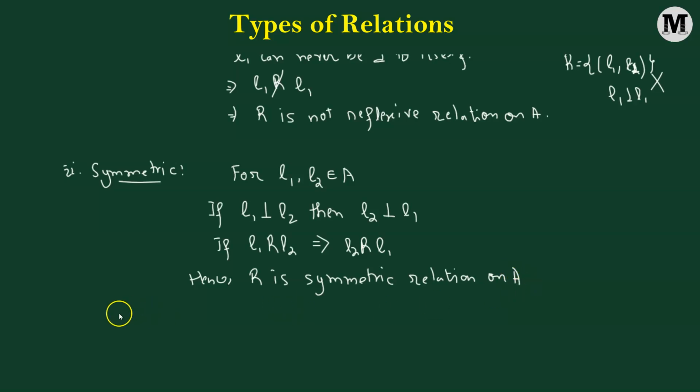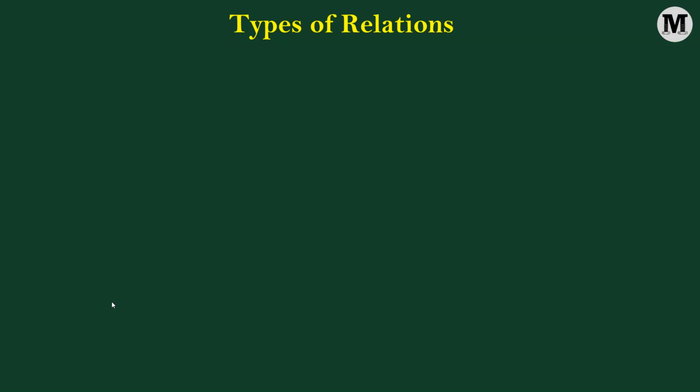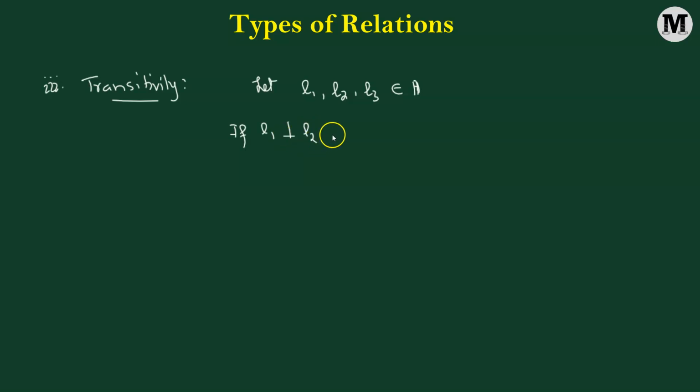Okay, let's go to the final one. This time we're going to check whether the relation is transitive on A or not. For transitivity, what we need here are three lines. Let those three lines be L1, L2, and L3, picked from the set A. Set A contains all the lines on a plane. Now, if we consider line L1 to be perpendicular to line L2, and line L2 to be perpendicular to line L3, this implies that line L1 is parallel to line L3.